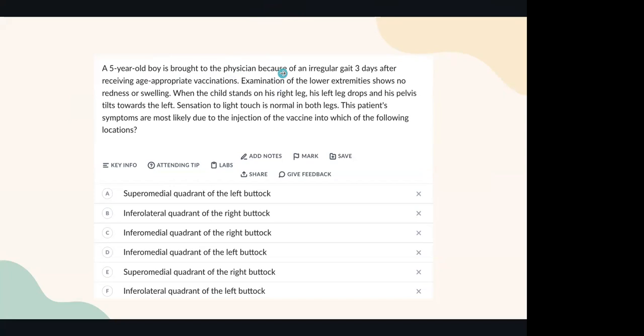A 5-year-old boy is brought to the physician because of an irregular gait 3 days after receiving age-appropriate vaccinations. Examinations of lower extremities shows no redness or swelling. When the child stands on his right leg, his left leg drops and his pelvis tilts towards the left. Sensation to light touch is normal in both legs. The patient's symptoms are most likely due to the injections of the vaccines into which of the following locations?